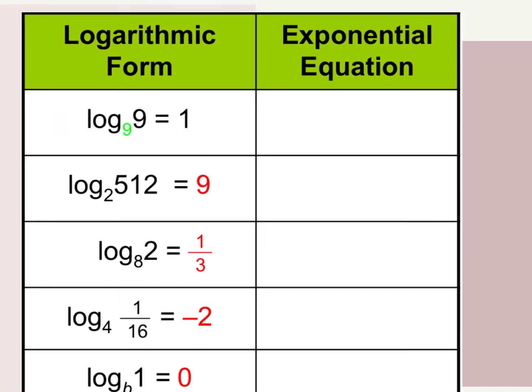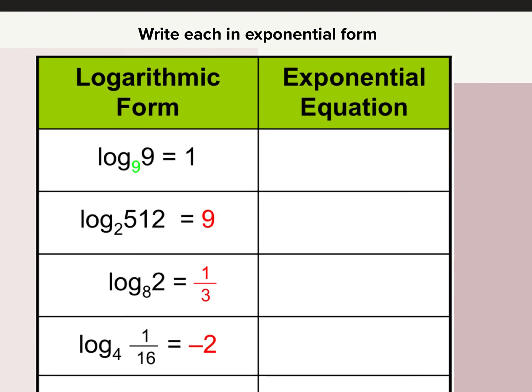Next one. So here we're putting it into exponential form. So exponential, we know it's going to have an exponent. So we start with the base just like before. So what's my base here? 9. And then we switch the order of the other two numbers. So what would come next? What's my exponent? 1. And then what's that equal to? 9. So 9 to the first power is equal to 9.